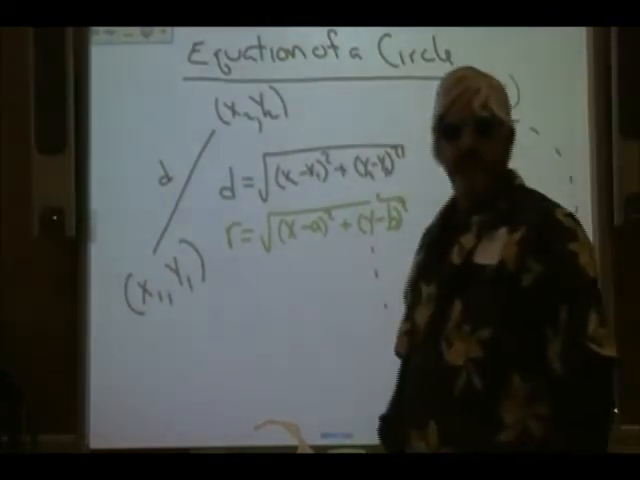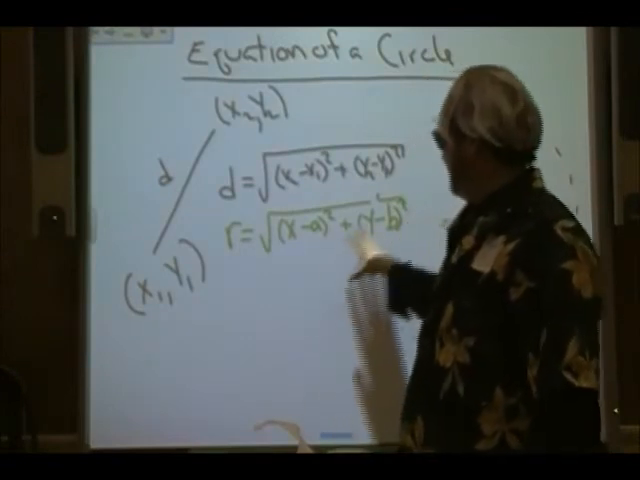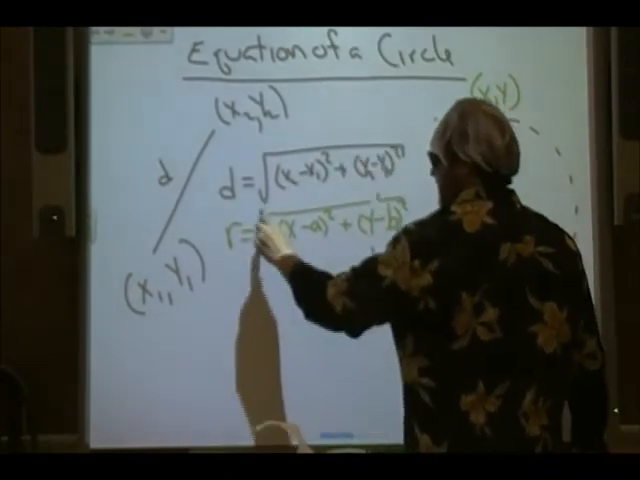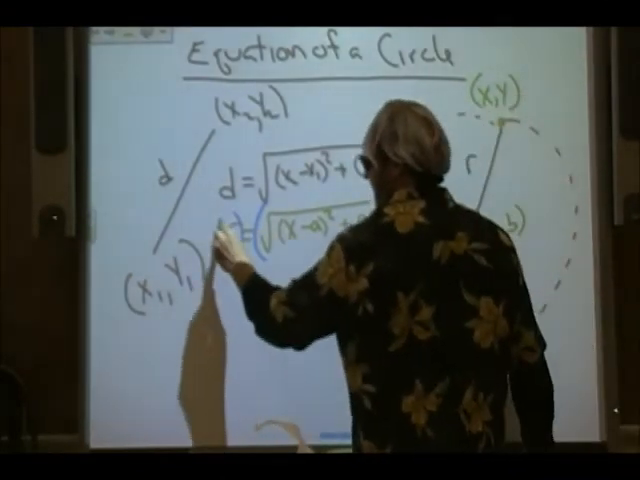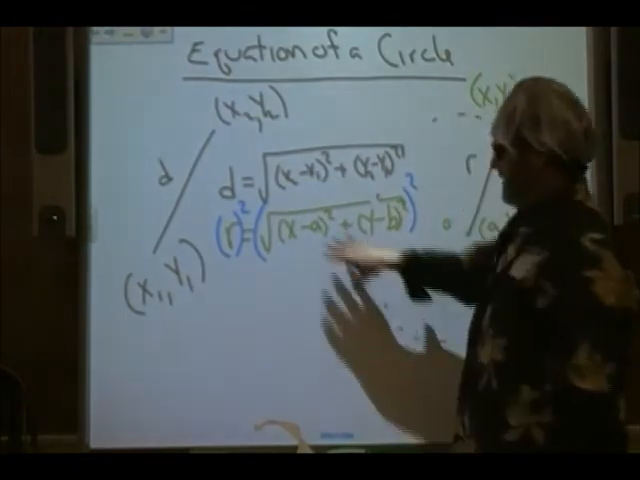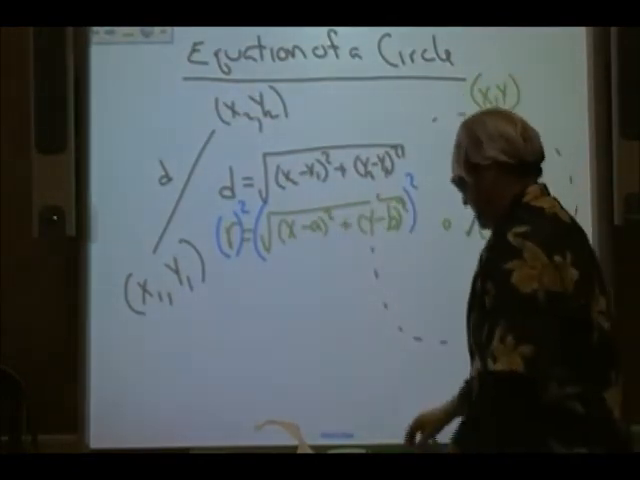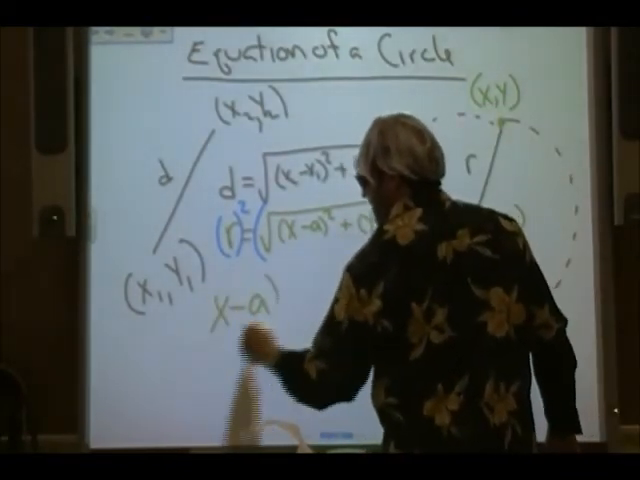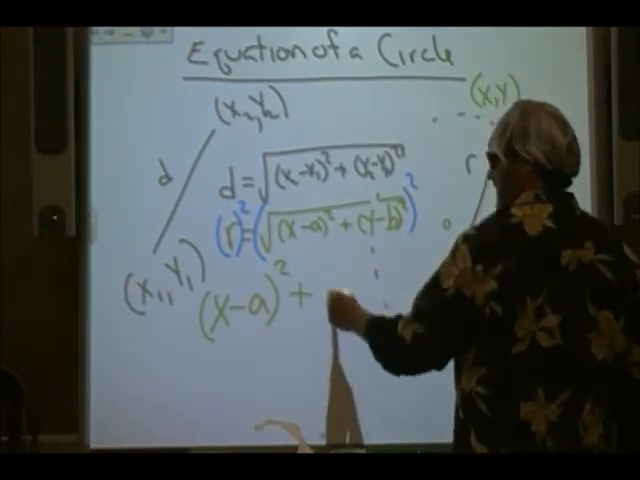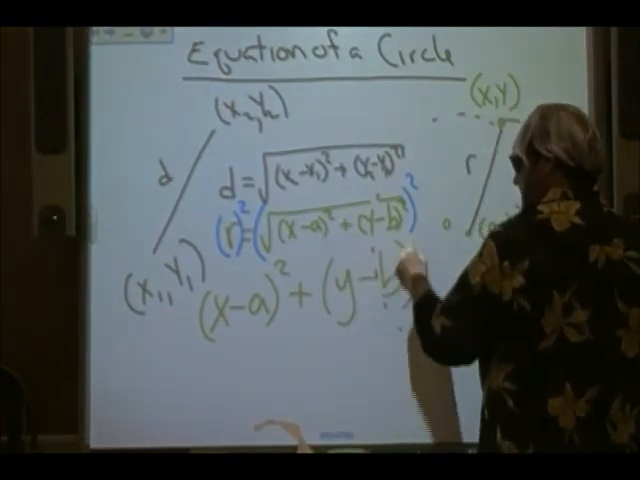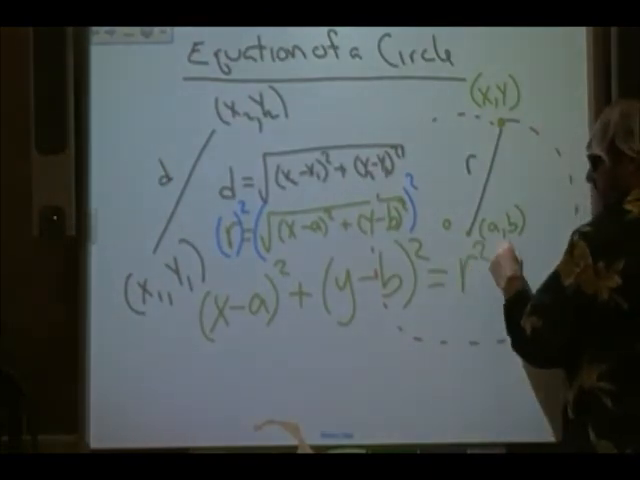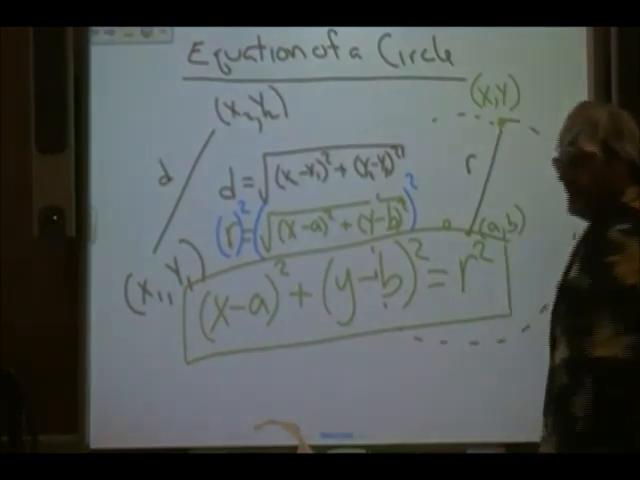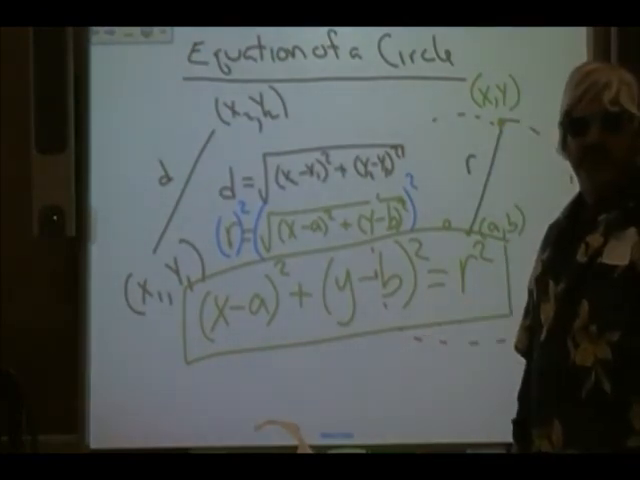Now, to make it a little bit more in the liking of mathematicians, they get rid of this square root by squaring both sides. So you square both sides, and they like to put this in front. So the square takes away the square root. So I have x minus a squared. Over here I have y minus b squared, and it equals r squared. That, my friend, is the equation of a circle.